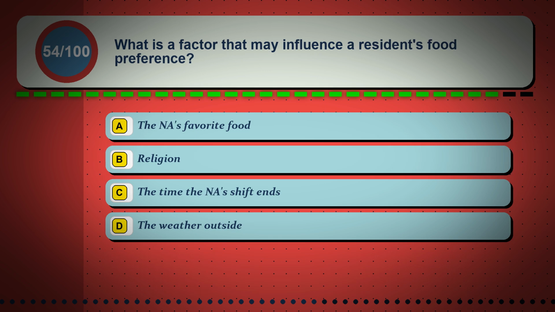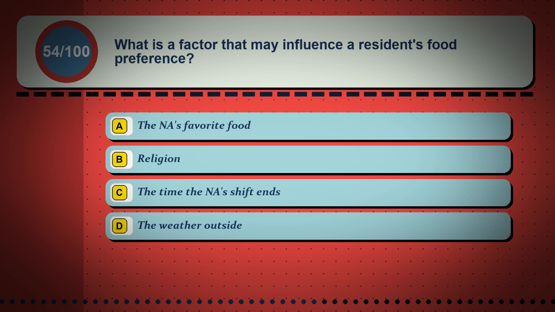Question 54. What is a factor that may influence a resident's food preference? Option A. The NA's favorite food. Option B. Religion. Option C. The time the NA's shift ends. Option D. The weather outside.